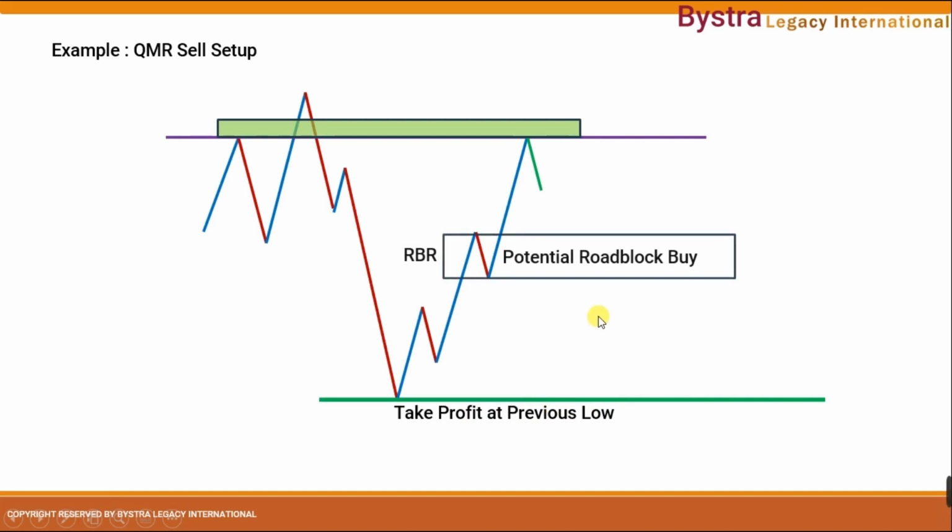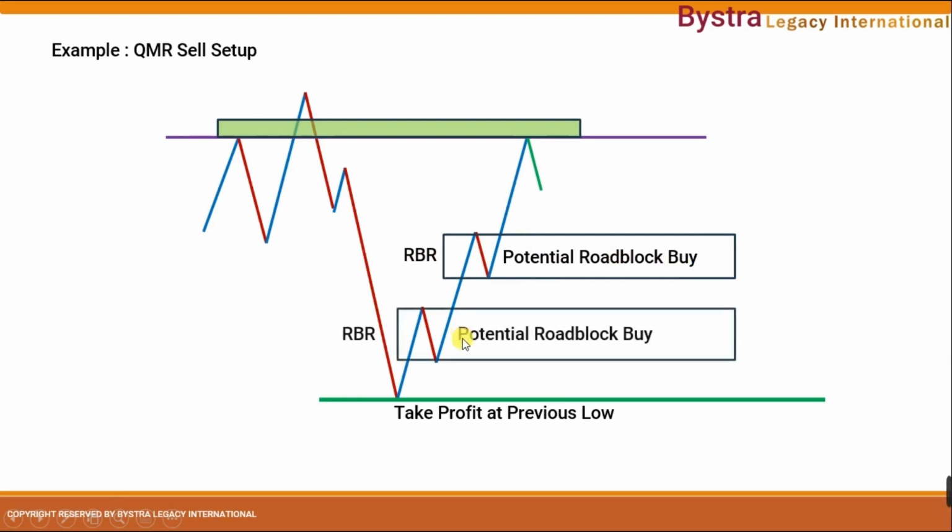The first potential roadblock we can identify here is the demand zone. One of them is the rally-base-rally. So rally-base-rally is a demand zone. This is a roadblock to sell. And not only that, there's another roadblock again. Here at the bottom, there's another potential roadblock to sell. So this area is the roadblock that we are facing before the price reaches our take profit.